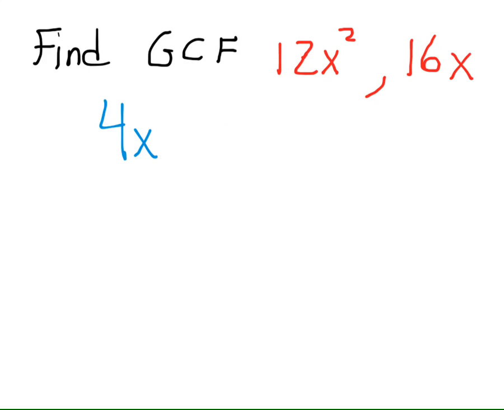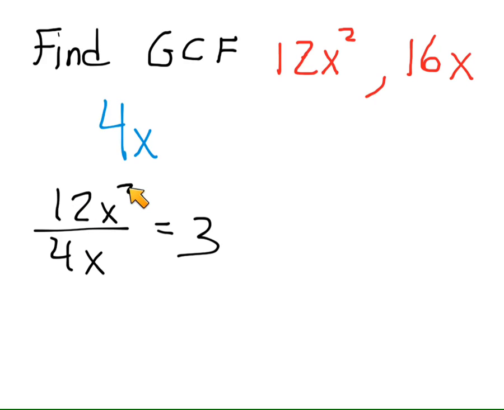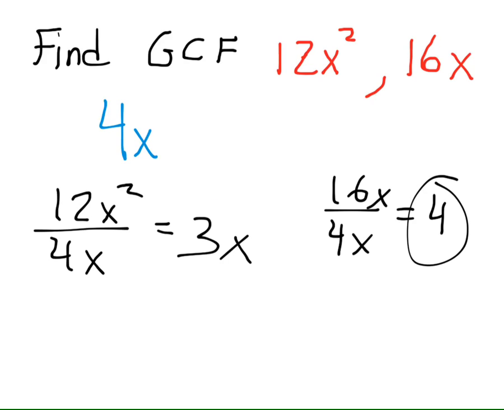Because you could divide them both. You don't have to show this work here. But you could take 12x squared divided by 4x. Remember, 12 divided by 4 would be 3. X squared divided by x. Remember, when you're dividing the same base, you subtract the exponents. 2 x's over 1 x is going to be 1 x, so that's 3x. So that divides evenly. And if you had 16x divided by 4x, 16 divided by 4 is 4. X divided by x is 1. That's 4. So it divides both of those things.